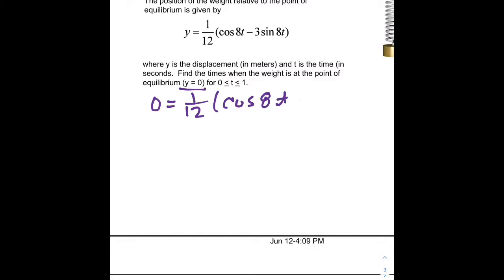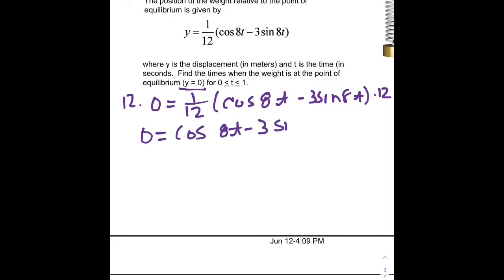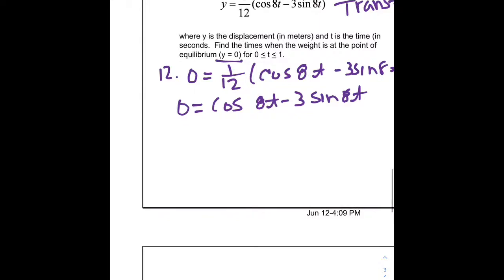So we're going to set this equation equal to 0 and solve. But sometimes kids ask, well, what do I do here? Well, let's multiply both sides by 12 and we can just get that out of there. So we get 0 is equal to the cosine of 8t minus 3 sine of 8t. And normally we tell you don't divide by a trig function because you could lose solutions, but sometimes you can transform into a different trig function by dividing. And that's what we're going to do here.